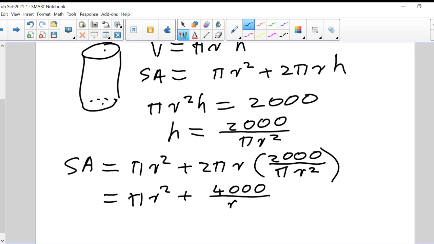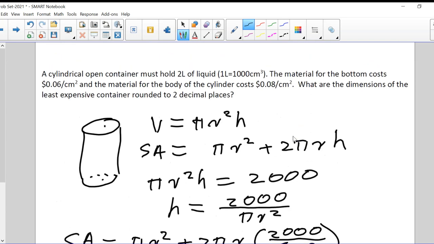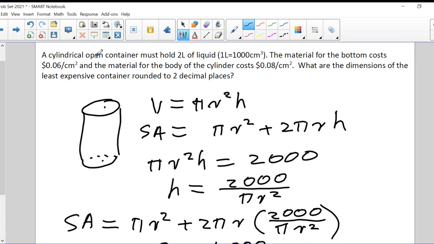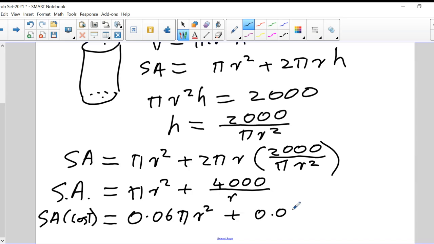Okay, now that's just a generic equation that does not yet involve costs, right? That's just the surface area generally. Now, to get surface area with cost in it, we're going to have to multiply each part of this by the cost associated with it. So that 0.06 gets multiplied by the bottom, which is the pi r squared, and the 0.08 gets multiplied by the lateral surface area around the sides of this cylindrical open can. So SA with the cost of the material involved is 0.06 times pi r squared plus 0.08 times 4000 over r.